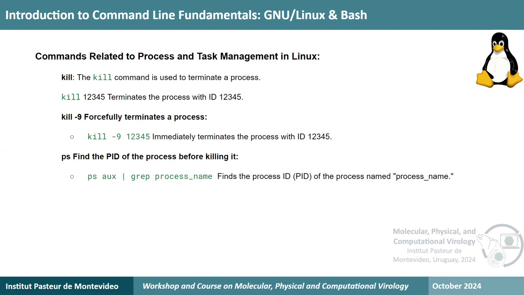So in order to kill a process, you need its process ID. You can use the ps command to find the process ID, and you can also combine the ps command with the grep command to find the name of your process. This command helps you find the process ID based on the process name.